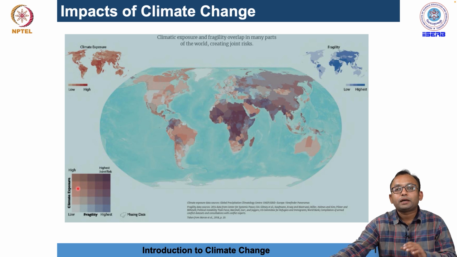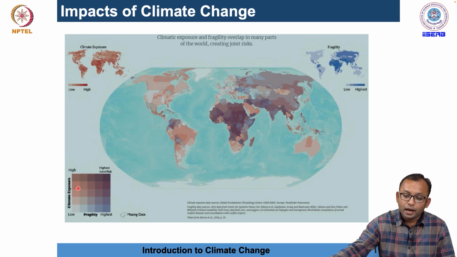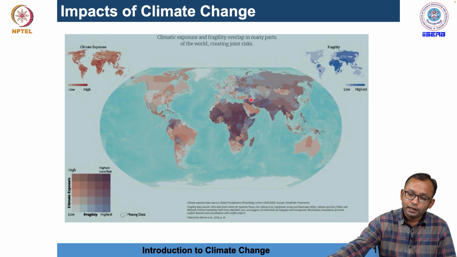Climate exposure here means that more frequent climatic extreme events, or those events which originate because of climate change, are occurring more frequently. And the fragility is also very high. Let's say the population densities, or poor mitigation or adaptation strategies, lead to more socioeconomic losses or mortality rates in these particular regions. Therefore, these regions show very high fragility as well as climate exposure.